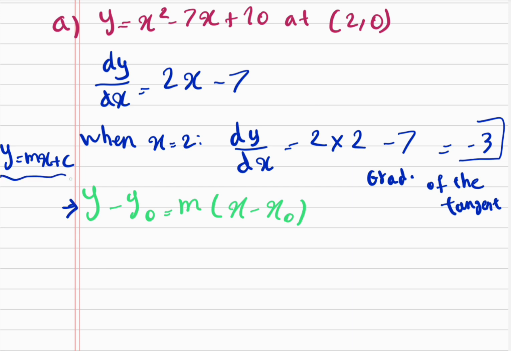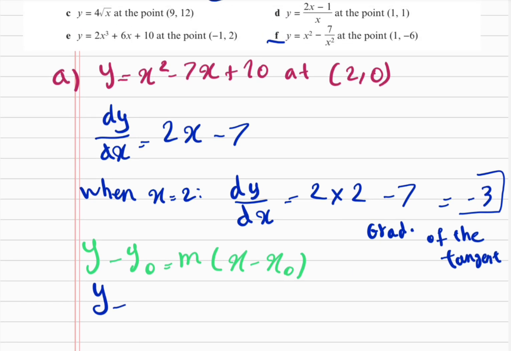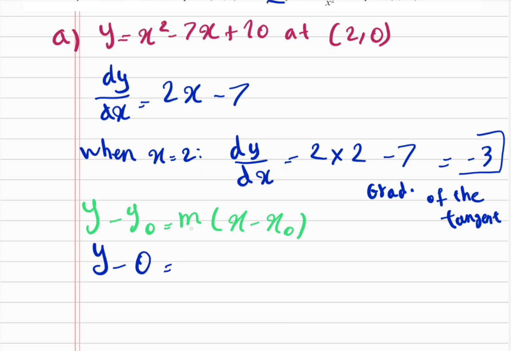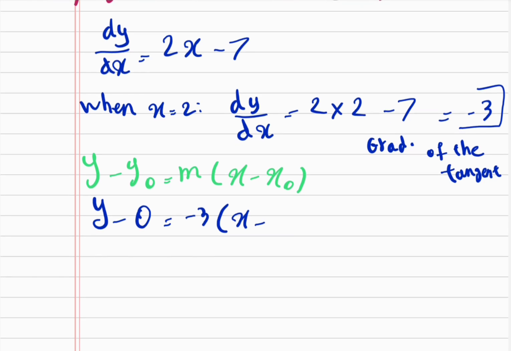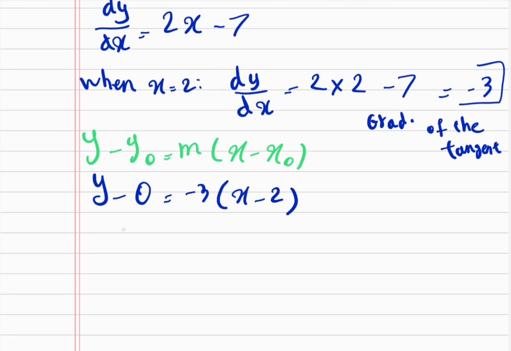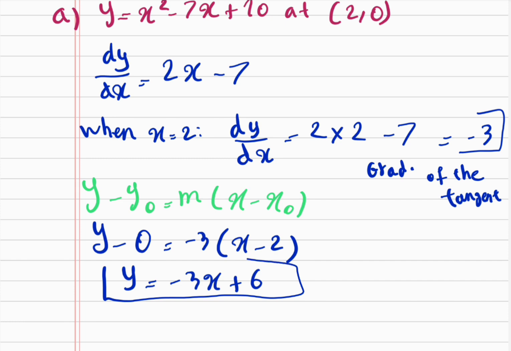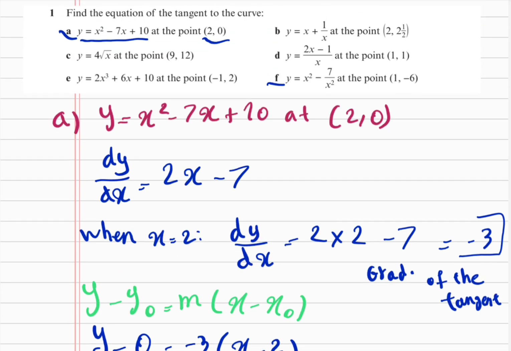So this is like the proper and standard way of doing this. This was a very simplified version that you used to use in GCSEs. So in this case, we just substitute the coordinates and the gradient. The y coordinate of the point is just 0, and then the gradient is minus 3, and the x coordinate is simply 2. And now y is equal to minus 3x plus 6. So yeah, this is the equation of the tangent to the curve at the point 2, 0.